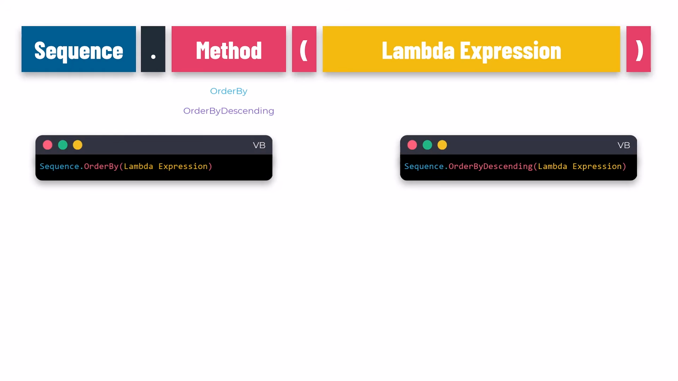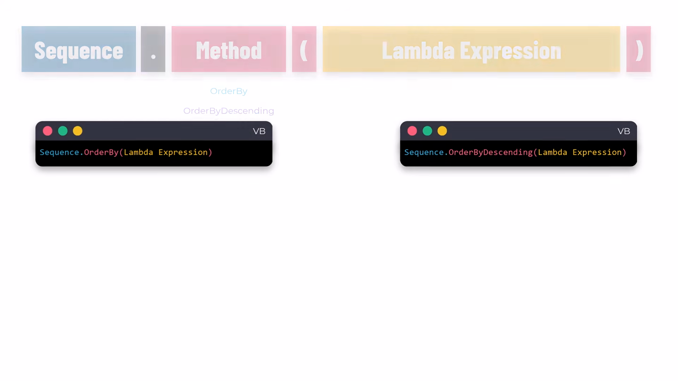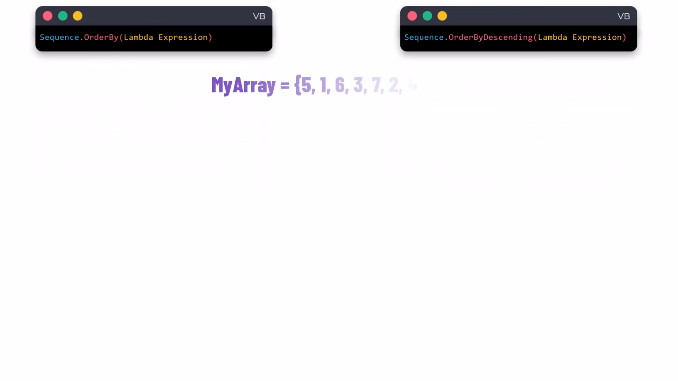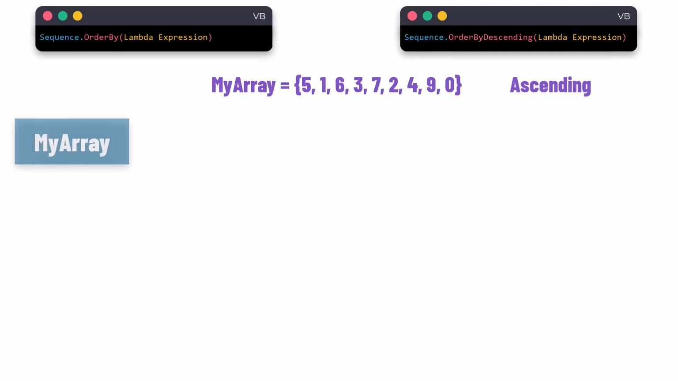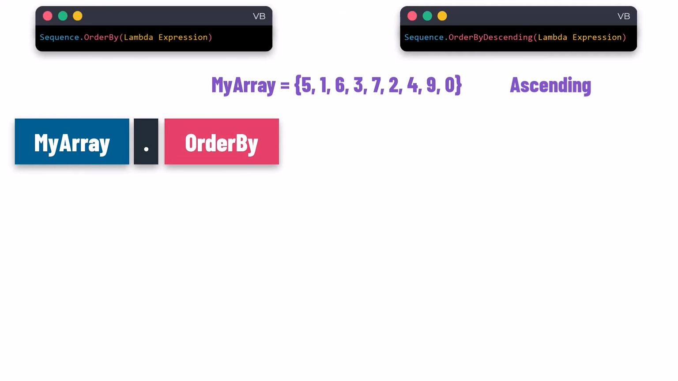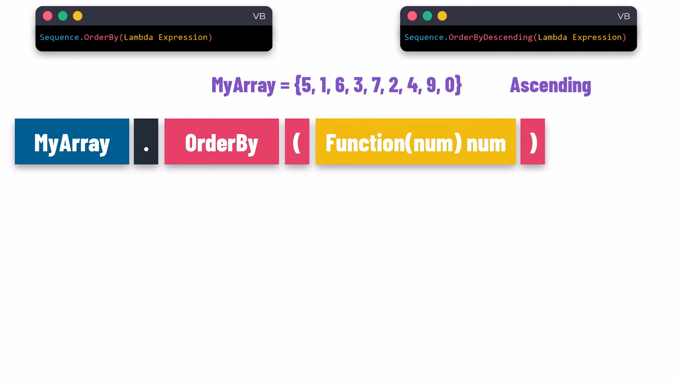Let's check the following example to understand it better. Suppose I have an integer array, which contains these numbers. I want to sort the numbers of this array in ascending order. Let's see how to write the query. First I will use the array variable, which is the sequence I want to sort. After that I will use the method OrderBy, because I want to sort in ascending order. Inside the braces I will use a lambda expression in this way, to sort the numbers.